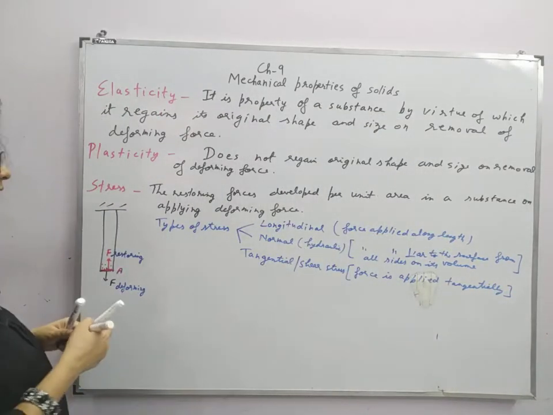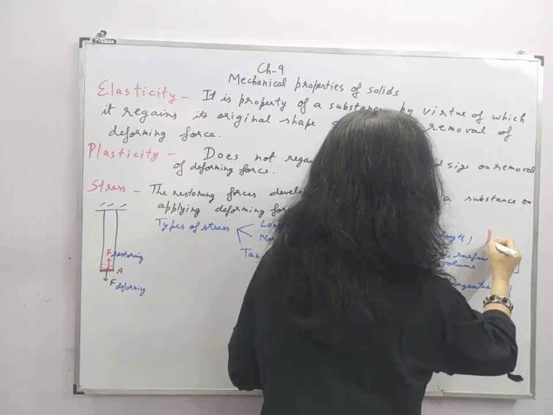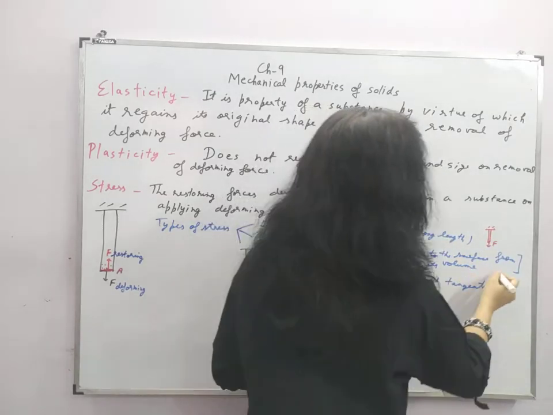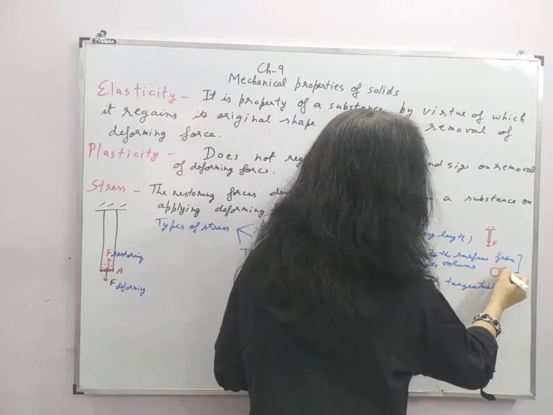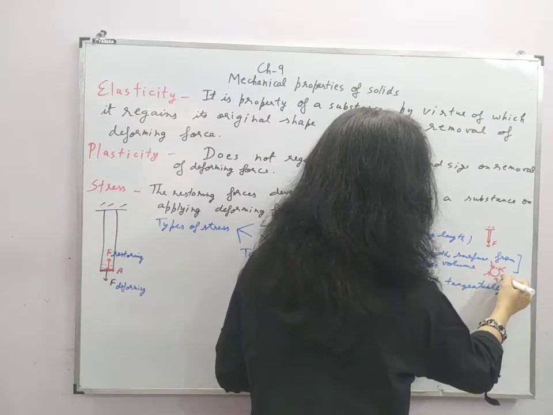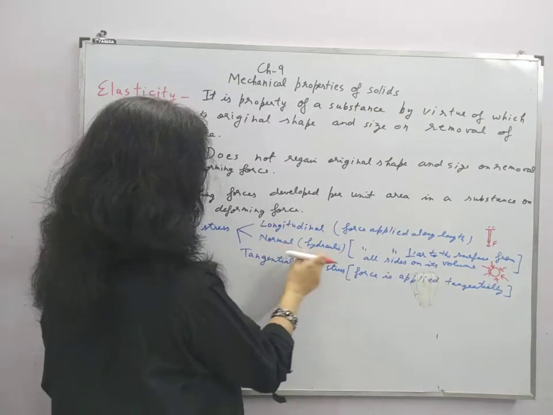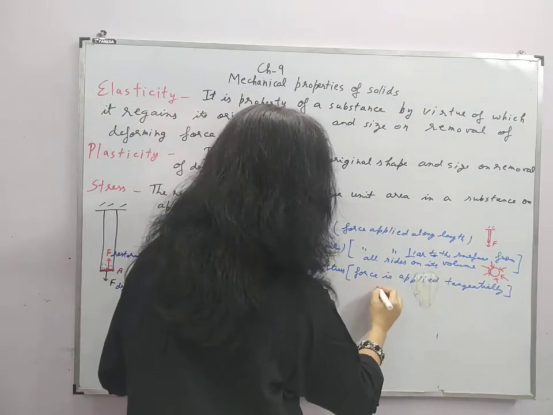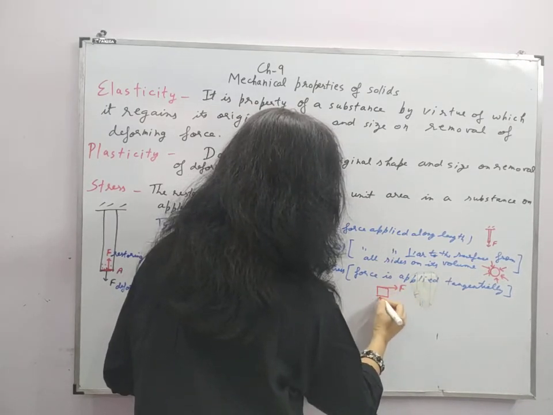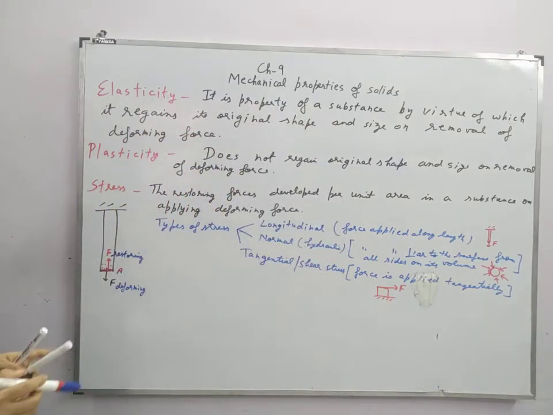So this is like the wire case. If we have a wire and we are applying the force like this, this is longitudinal stress. We have a body and we are applying force from all directions like this. This is volume stress or normal stress or hydraulic stress. And if we have a body like this and we are applying force like this, then this is called tangential stress.